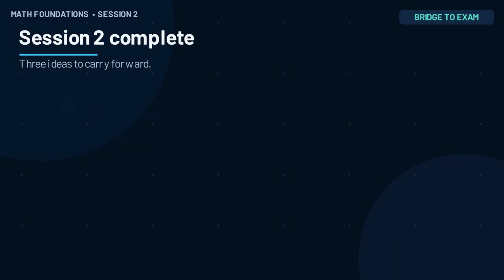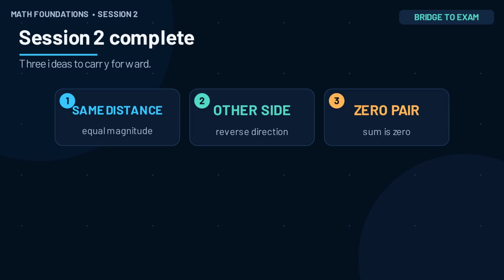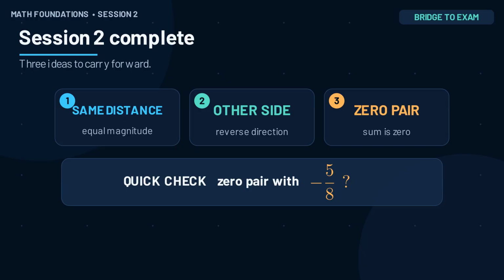Let's recap. Opposites have equal magnitude and opposite direction. Their sum is 0, so they are additive inverses. 0 is its own opposite. For a quick check, the number that forms a zero pair with negative 5/8 is positive 5/8.